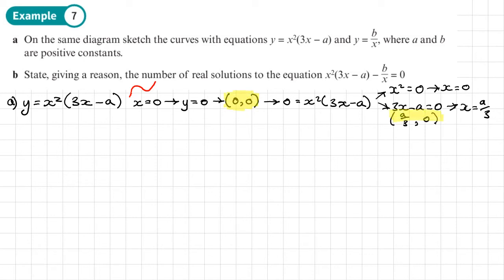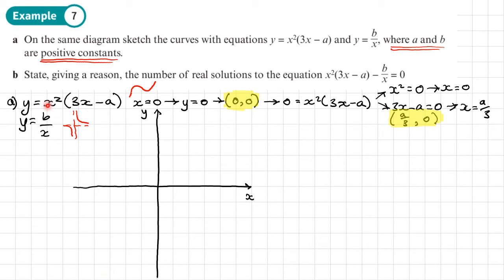And then we'll go on to the second equation, which is y equals b over x. Now this is a reciprocal graph where this number is positive. Notice in the question it says that a and b, and this is important, are positive constants. So since this is positive and it's a reciprocal graph, it's going to be this type of shape, like this. Okay, so now we're ready to sketch our curves or graphs.